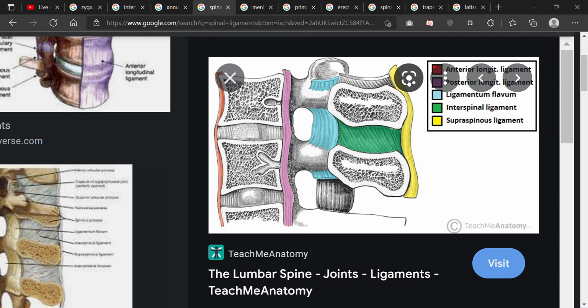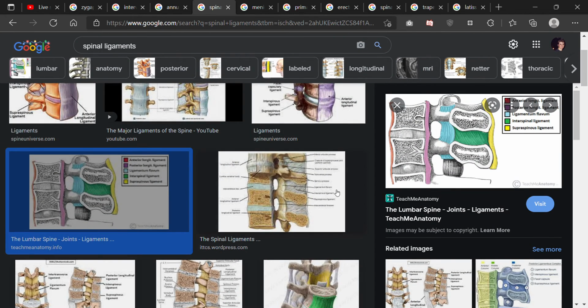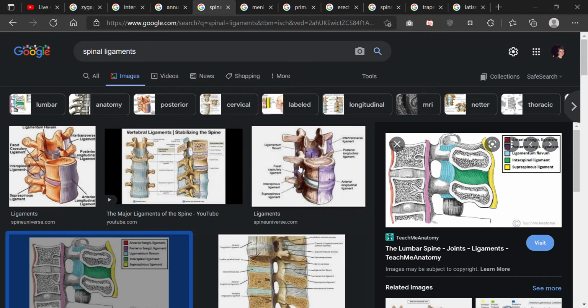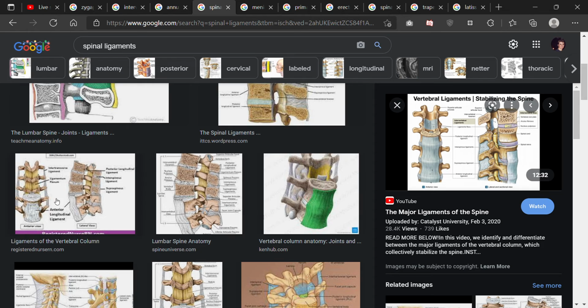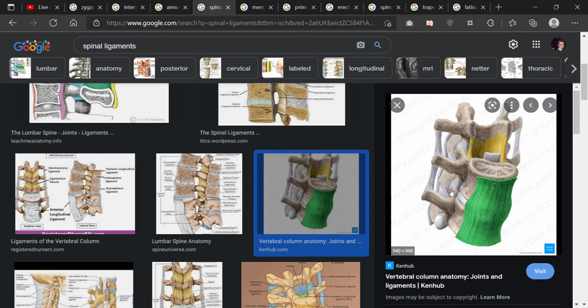So with that, the ligaments are bone to bone, and they form capsules sometimes, but they connect bone to bone, and they reinforce the structure of the spine. So they help keep the spine structurally together. And then they also assist in dynamic movement.